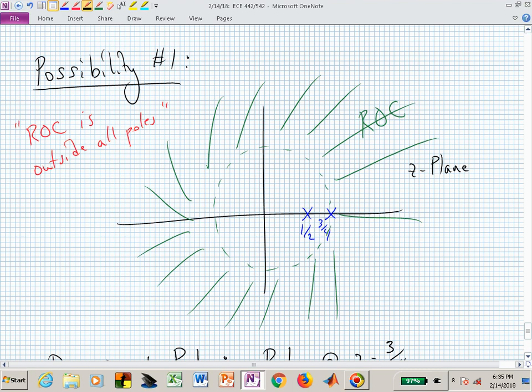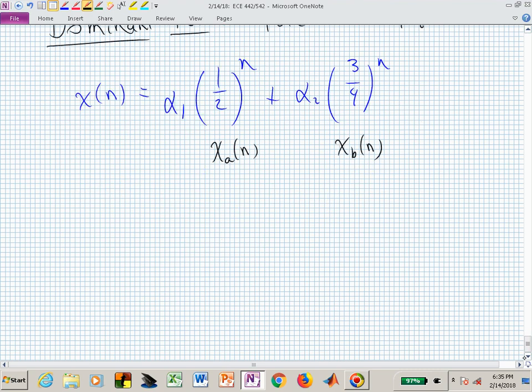And if you can't, just go back to our cheat sheet. What's our cheat sheet? Well, little x sub b of n was our dominant one. What if we look at the z transform for capital X sub b of z? Its expression.